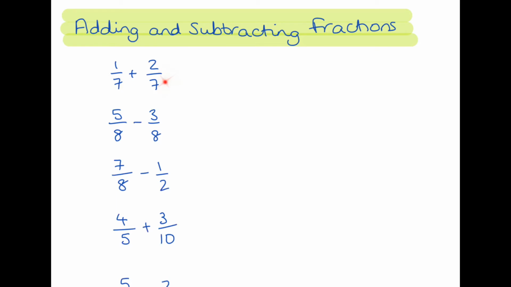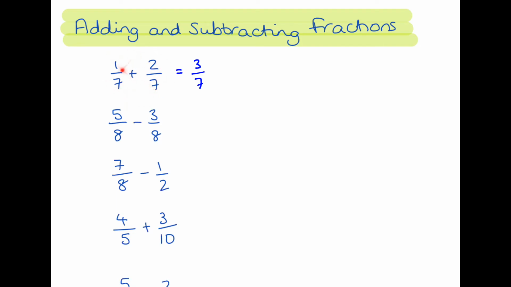1/7, add 2/7. Well, a 7th is just a thing. So we've got one of these things here and 2 of the same thing there. So we've got 3 of them all together. So if the denominators match, you can just fill in the answer. So 1/7 add 2/7 makes 3/7. Okay, please notice it's not 3/14.